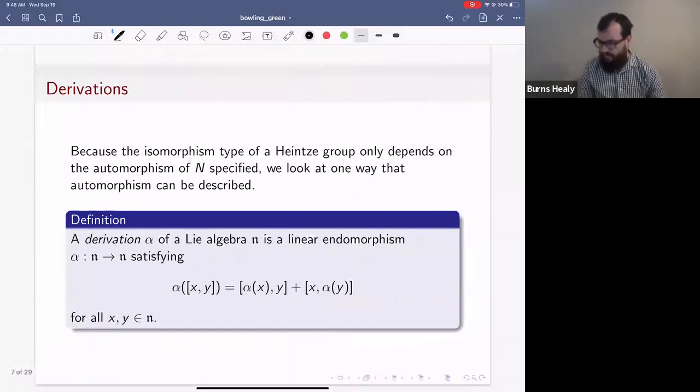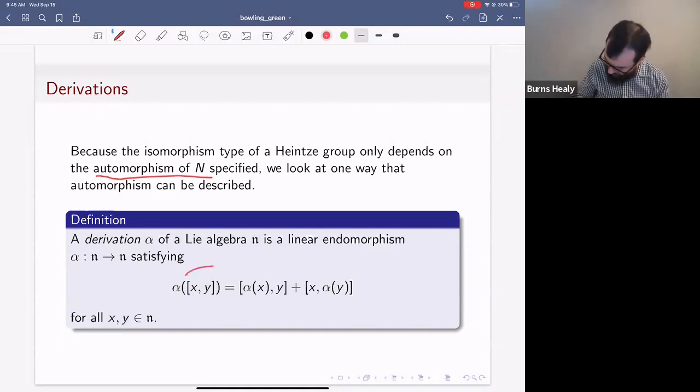And I want to talk about how we construct these Heintze groups more generally. Okay, so to do that, we need some algebra here. We're trying to specify a particular kind of automorphism of N. So we would like machinery for describing automorphisms of a nilpotent Lie group. To do that, we'll start at the level of the Lie algebra. So a derivation of a Lie algebra is a linear endomorphism that respects the Lie bracket.